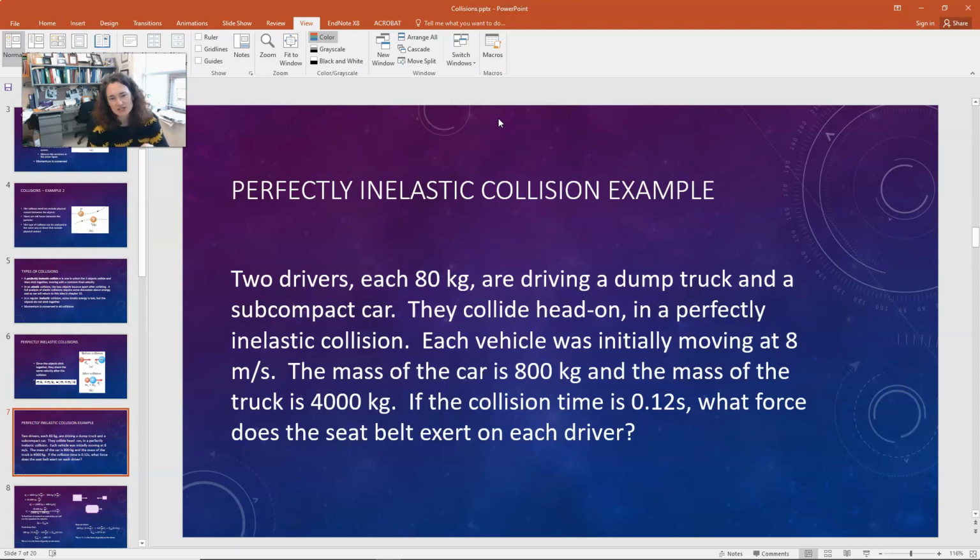Two drivers, each of 80 kilograms, are driving a dump truck and a subcompact car. They collide head-on in a perfectly inelastic collision. Each vehicle was initially moving at 8 meters per second. The mass of the car is 800 kilograms and the mass of the truck is 4,000 kilograms. If the collision time is 0.12 seconds, what force does the seatbelt exert on each driver?